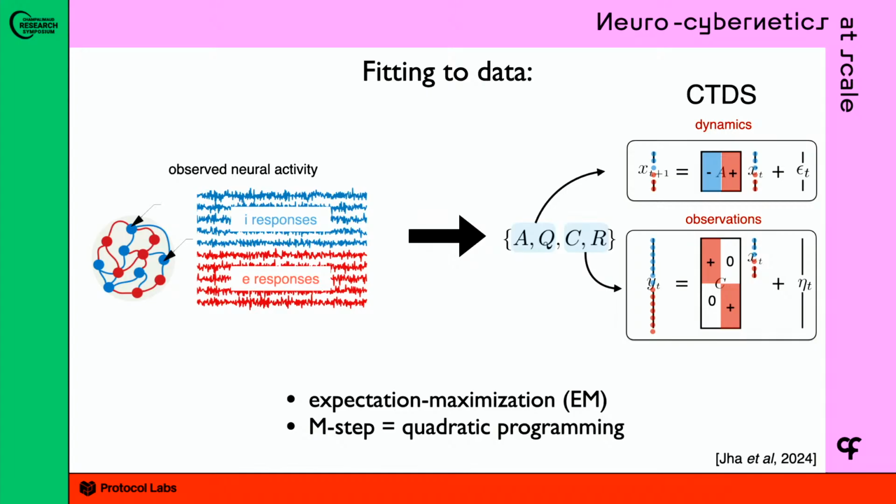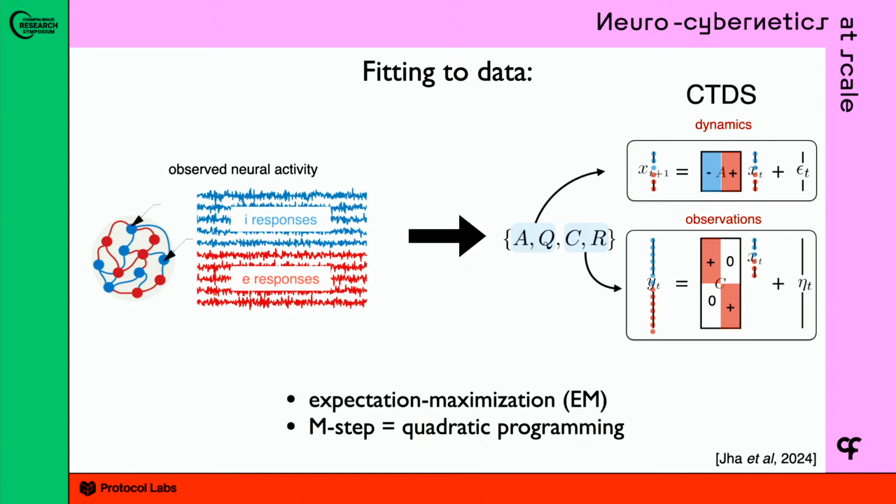It turns out that fitting the model, so we want to infer these parameters: the dynamics matrix A, the observation matrix C, as well as the noise covariances Q and R, affecting the observation noise in this population and the latent dynamics noise.